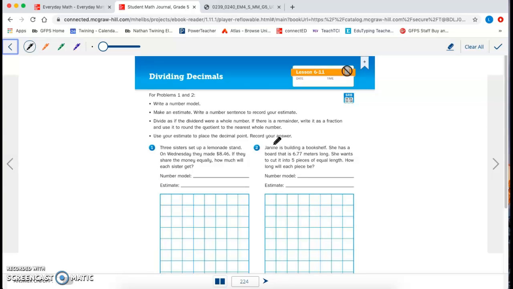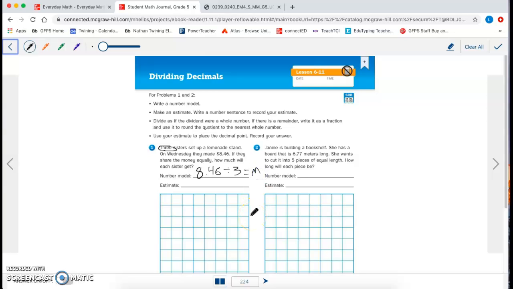So let's look at number 1. It says 3 sisters set up a lemonade stand. On Wednesday, they make $8.46. If they share the money equally, how much will each sister get? Now, for my number model, I'm going to take my number with the decimal, my dividend, what I'm splitting up, $8.46, and I'm going to divide that by how many sisters I have, and I have 3. So I'm going to divide it by 3. And I can just say equals M for money.